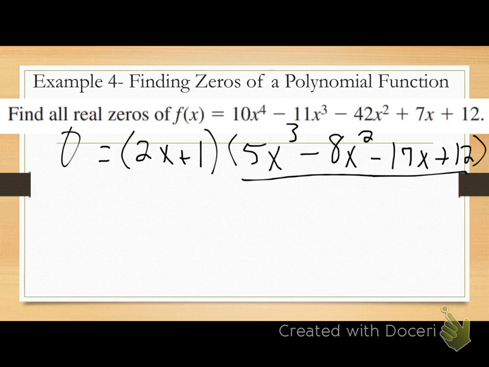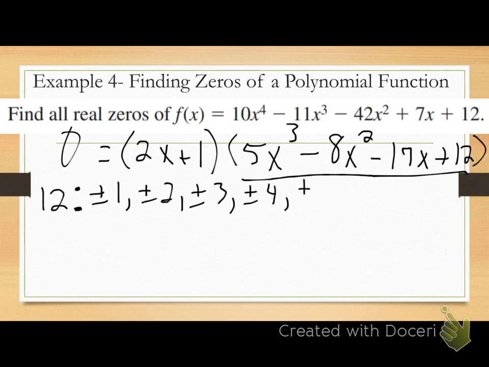Yes, we love it. So what's my constant term of this new polynomial? 12. So I'm going to list factors of 12. Read them off to me. 1, 2, 3, 4, 6, 12. Very good. There's my factors of 12. What's my leading coefficient that I now need to list factors of? 5, since we're using that new polynomial. Luckily, it's just 1 and 5.